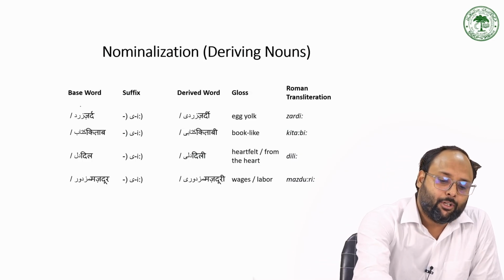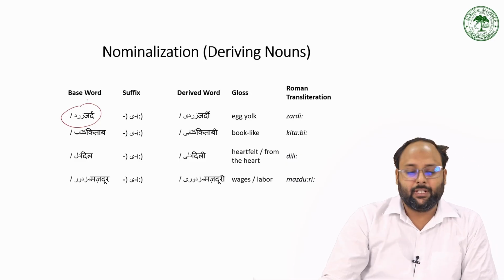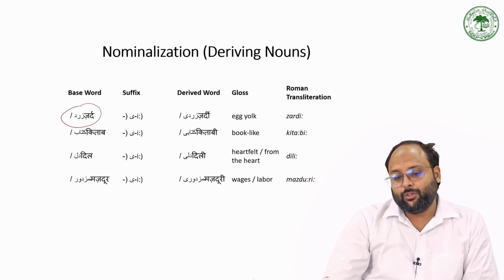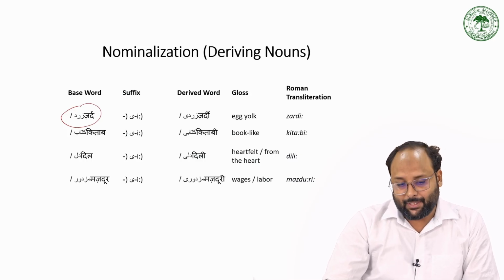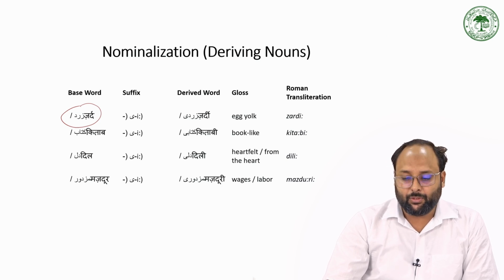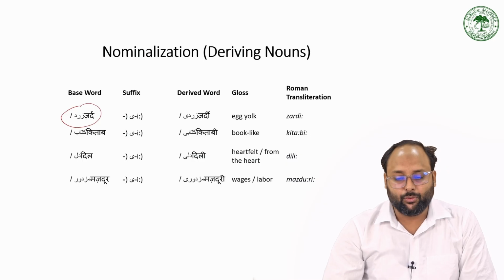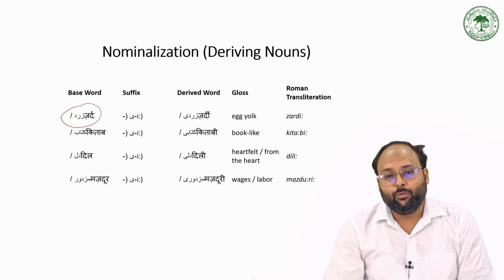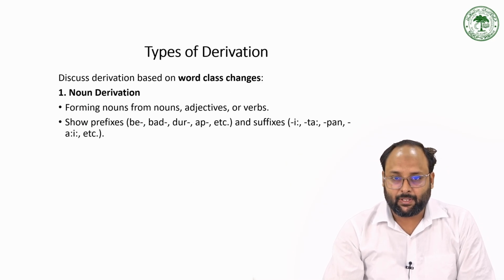The base word zard changes into zardi, kitab changes into kitabi, dil changes into dili, and mazdur changes into mazduri. So there is an i suffix which is used for deriving new nouns.